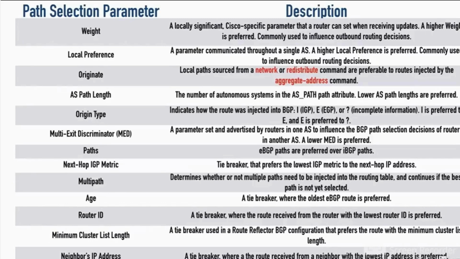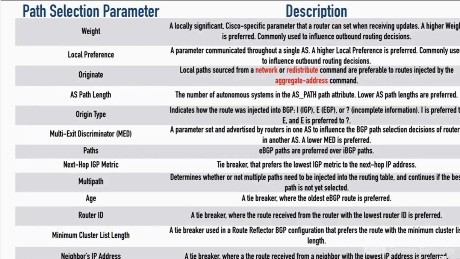The path selection parameters are listed top to bottom here on screen in order of preference. And the first one that we see is weight. This is a Cisco-specific parameter, and it's locally significant to a router. In other words, it doesn't get communicated to our neighbors. As a route comes into our router from a neighbor, we can stamp it with a weight. We could say that routes coming in from one router or one neighbor have this weight, and routes coming in from this other neighbor have a different weight, and a higher weight is preferred.